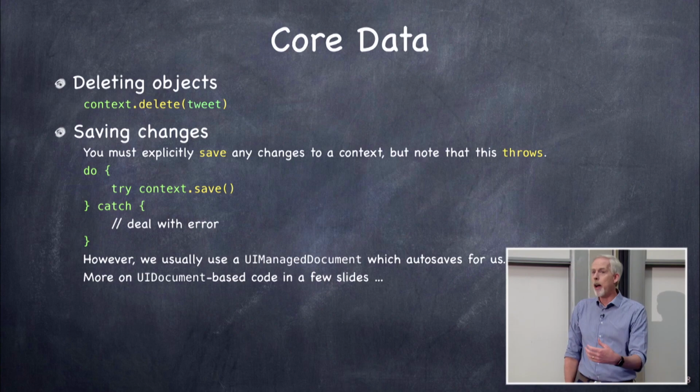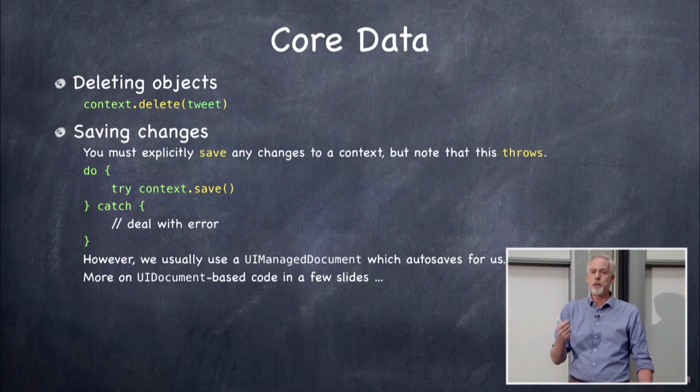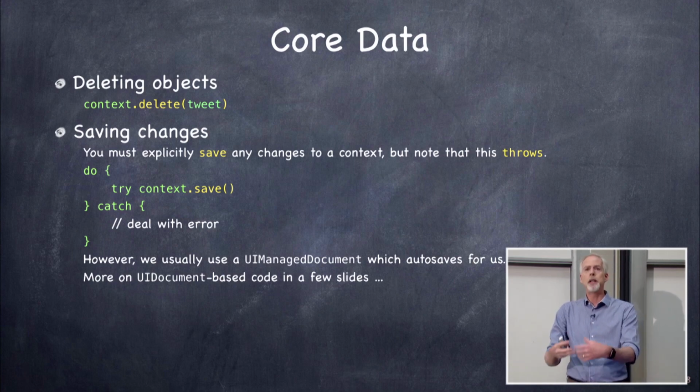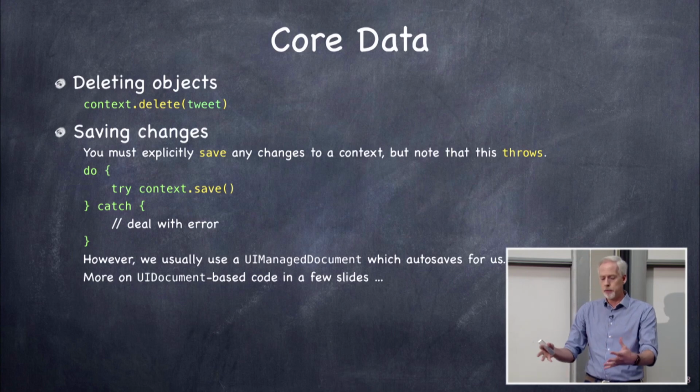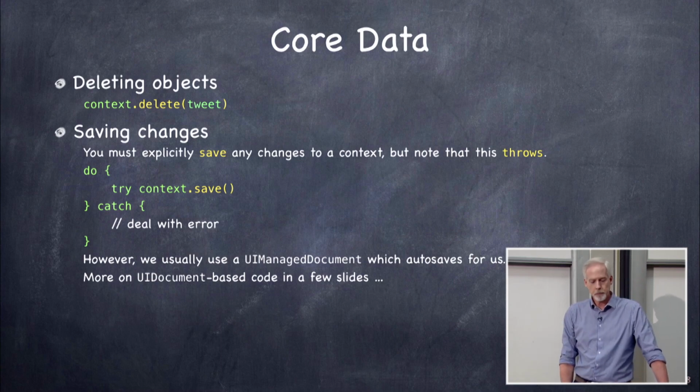Changes that I made are actually auto-saved if I use that UI document approach to getting the context. But if I use the use core data switch to do it, then I have to save it. The only thing about the save is it can throw. As you can imagine, if I'm saving this stuff out to the SQL database, I could get SQL errors or some kind of file system full or things like that. So you have to catch the errors if I'm not going to do the UI document-based auto-saving.